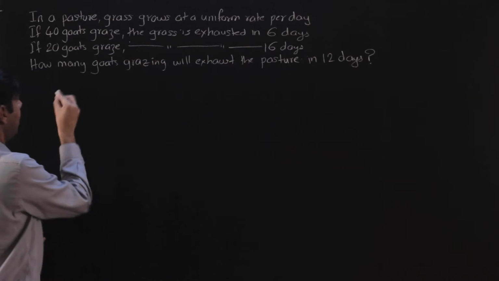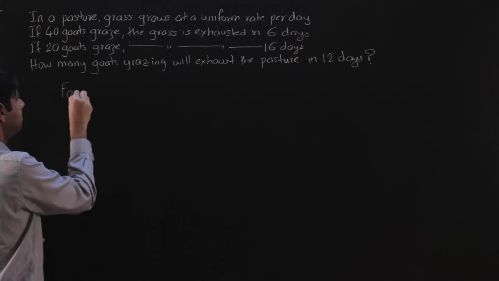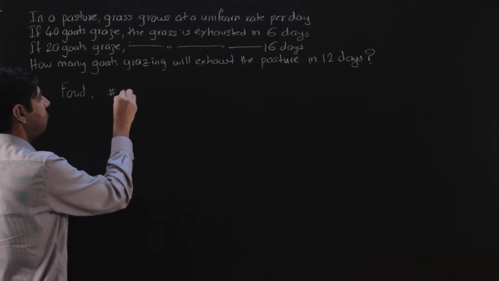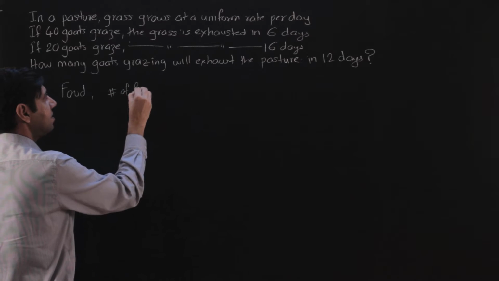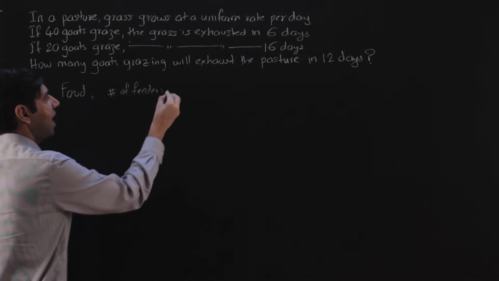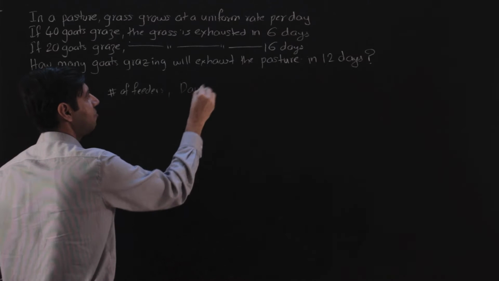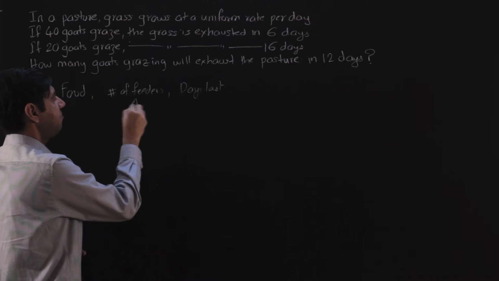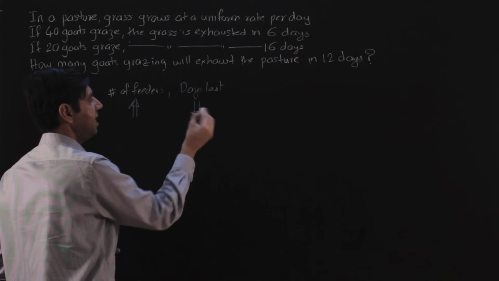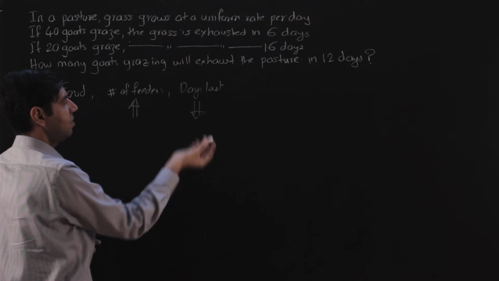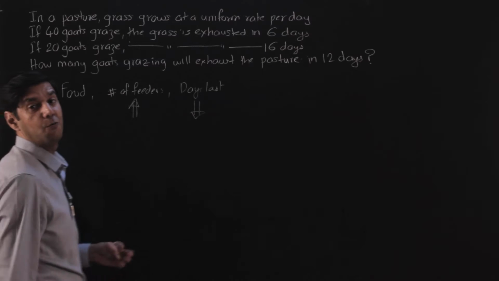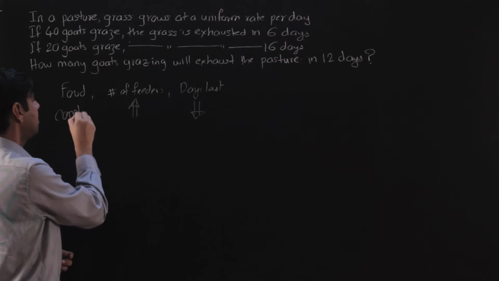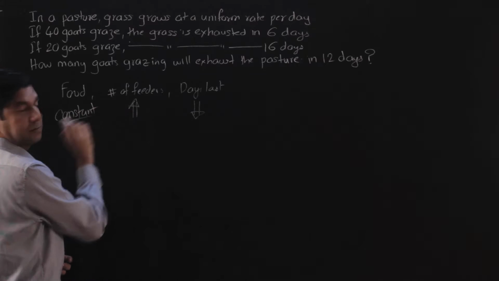Now in questions where we have certain food, we have a certain number of feeders, those who eat on this, and we have days the food will last. What happens typically is, the more the number of feeders, the fewer the days it lasts, right? And hence they look at it as inversely proportional. What we need to understand in this situation is, this is when the food amount is a constant.